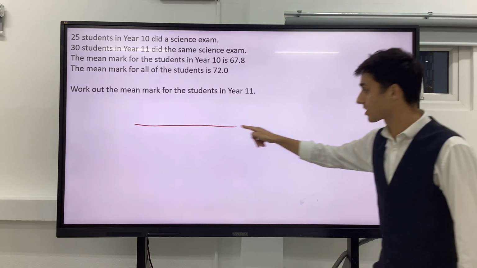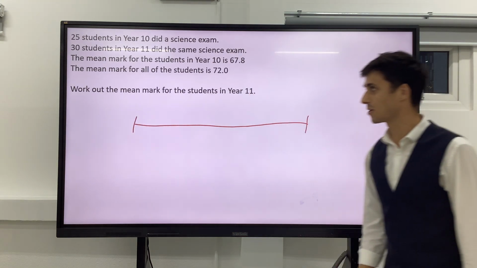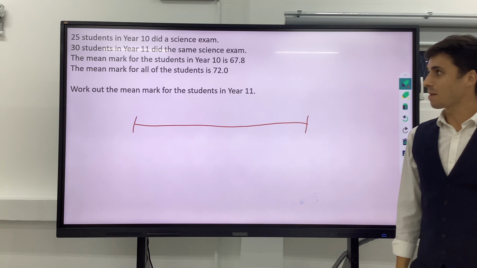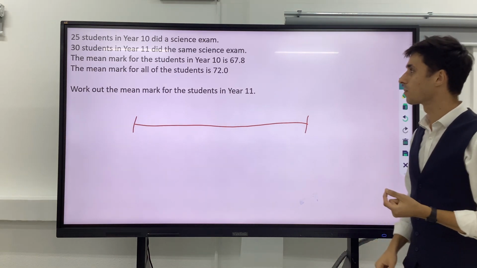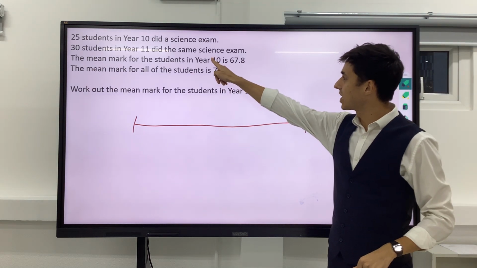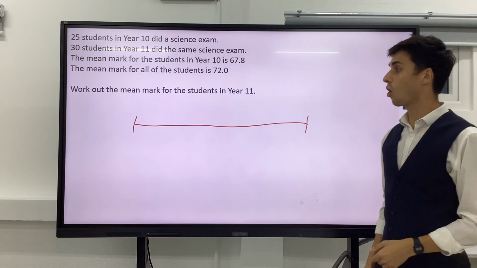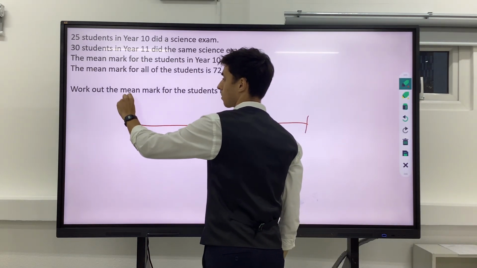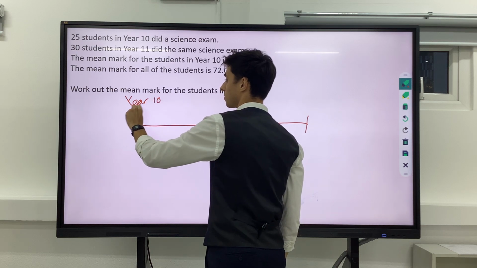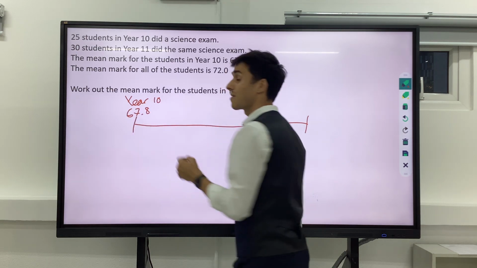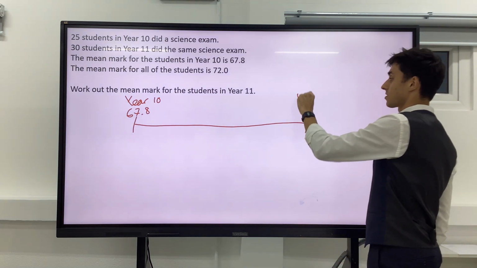So we always set up our method the same way, with a very wiggly number line. Next step is thinking which end is Year 10, which end is Year 11. And if you have a look, Year 10, 67.8, they've done a bit worse than the whole average. So we can put here Year 10, 67.8. They're at the low end. That means Year 11 have to be up at this end.